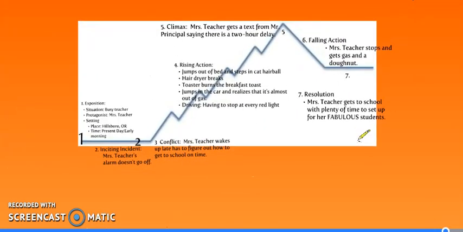So for our dear Mrs. Teacher, her resolution is that she can get to school with plenty of time to set up for her fabulous students. And so that conflict of trying to figure out how to get there on time simply no longer exists, and she's got plenty of time to relax and get things ready. Pause and get that written in your notes, in your plotline.